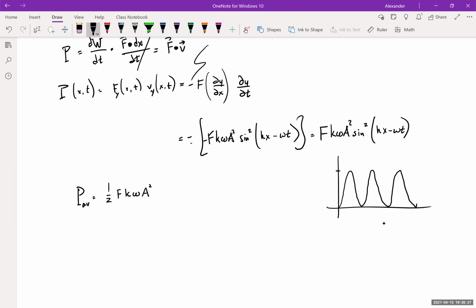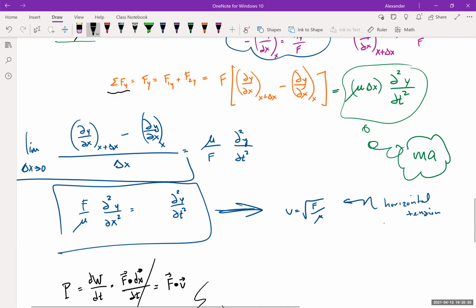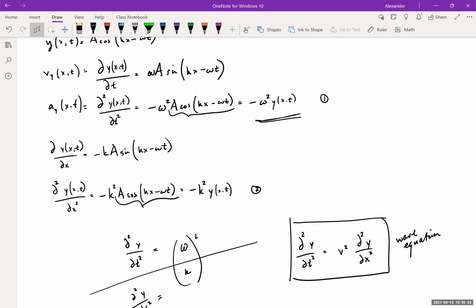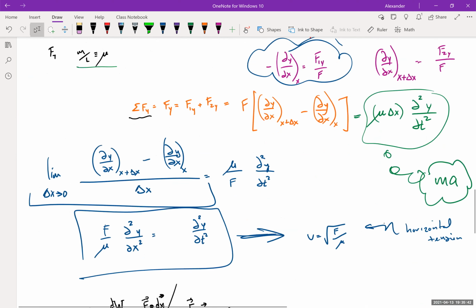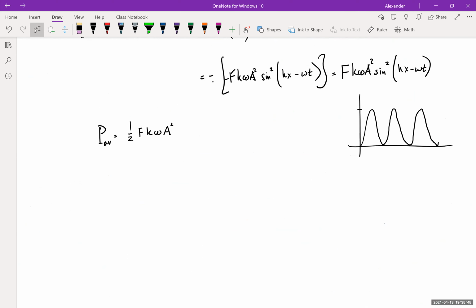Wait a minute. Hold on, I gotta go back. Oh yeah, no, I'm okay. My bad, this is fine. If you're following along in Young and Freedman, this doesn't quite line up with what they have, but that's because I didn't express things in terms of mu, the linear mass density. This is perfectly fine. If we wanted to put mu in there, we know that the tension force is related to the propagation speed and the linear mass density.